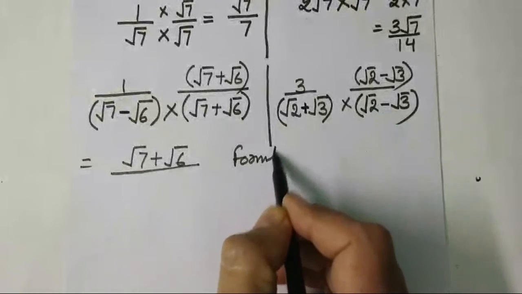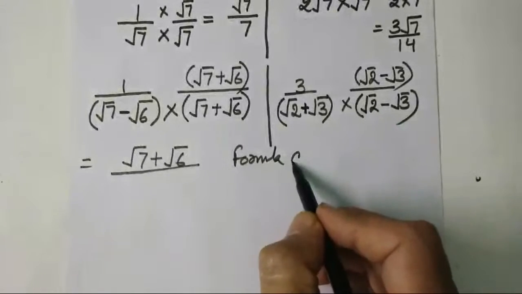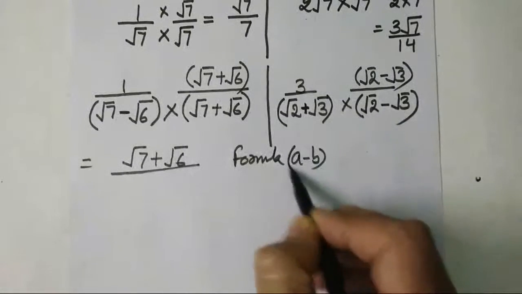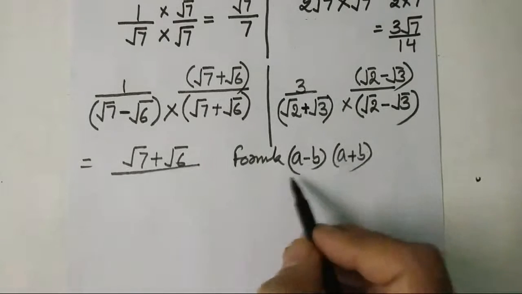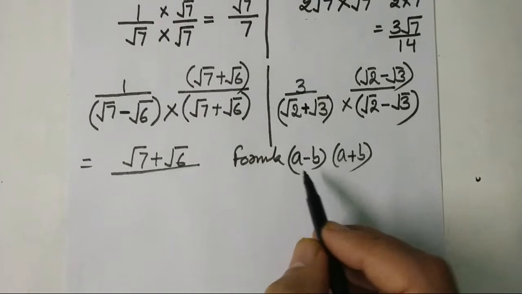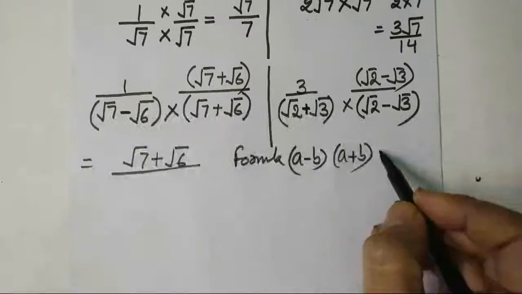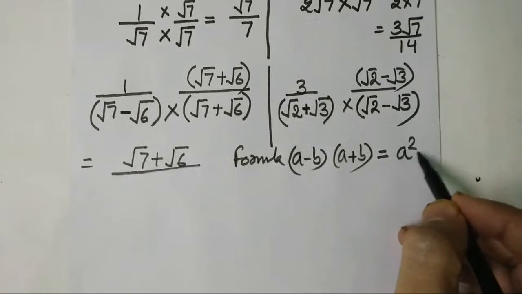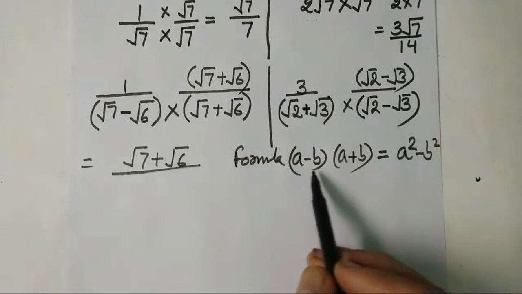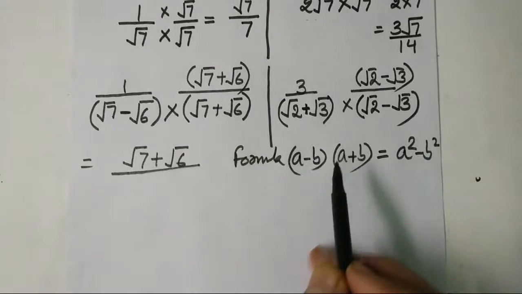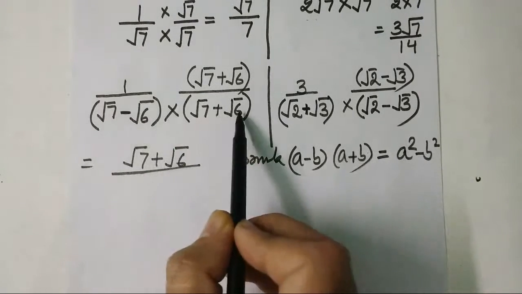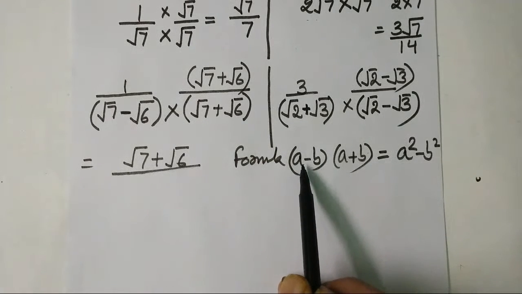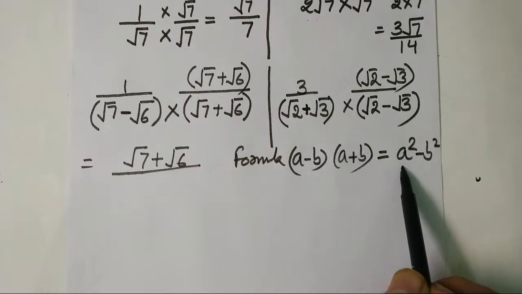And the formula is a minus b into a plus b. You must have done this in class 8. A minus b into a plus b gives a square minus b square. So to rationalize, we use this formula in this question. This is taken a minus b, this is taken a plus b. When you multiply a minus b with a plus b, it will give you this.